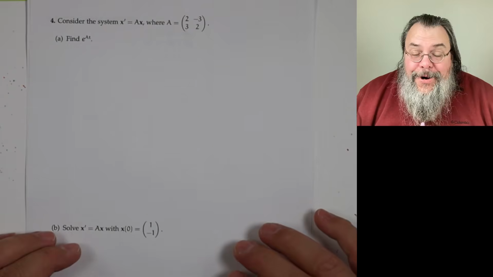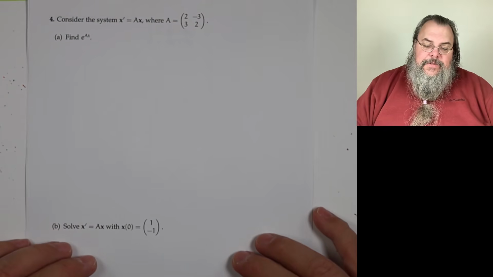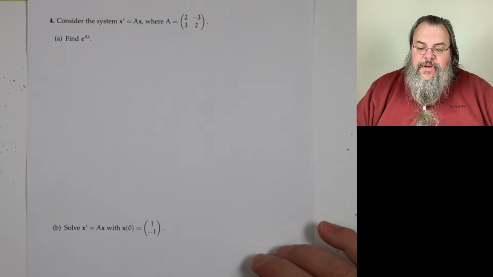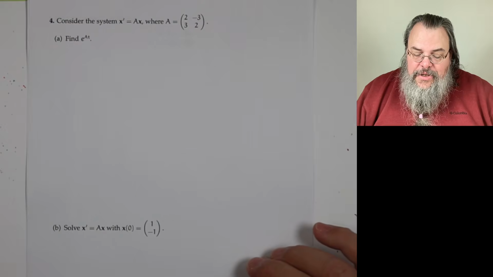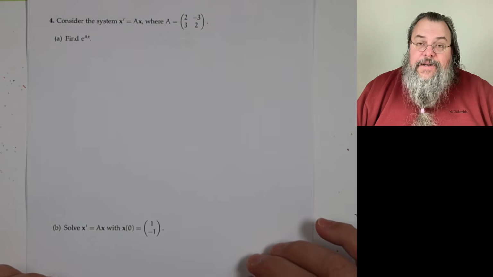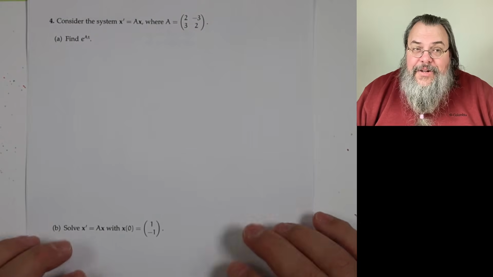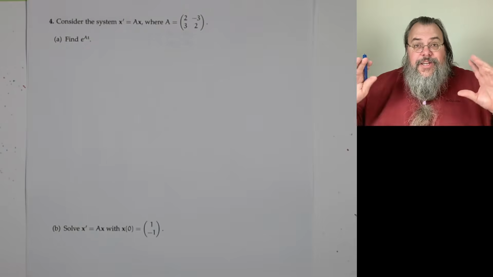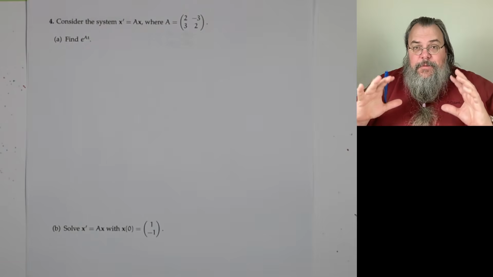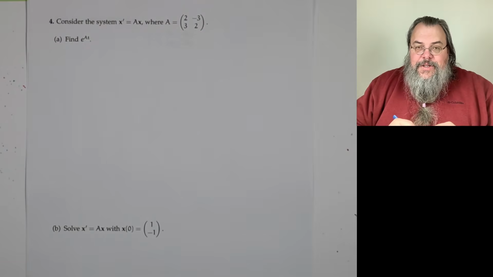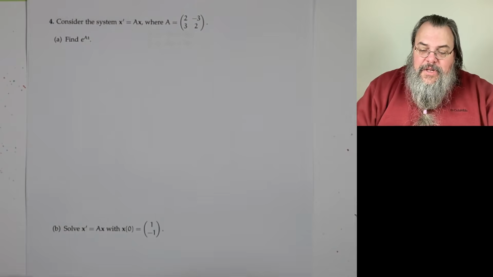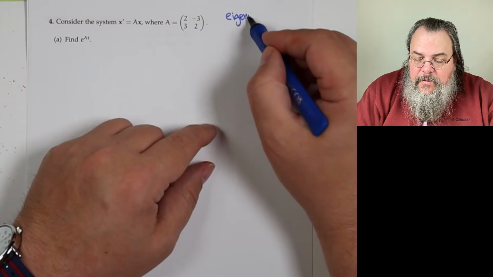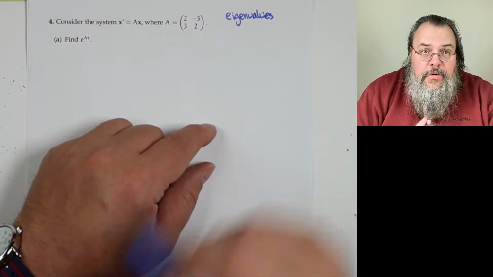Number 4. Consider the system x prime equals Ax, where A is this matrix: 2, minus 3, 3, 2. Find e to the At. And boy, they gave us a lot of space. Okay, so here we have to remember that there are sort of 3 possibilities, and they're all based on what the eigenvalues of A are. So we're going to do a quick refresher. We'll just do this once.